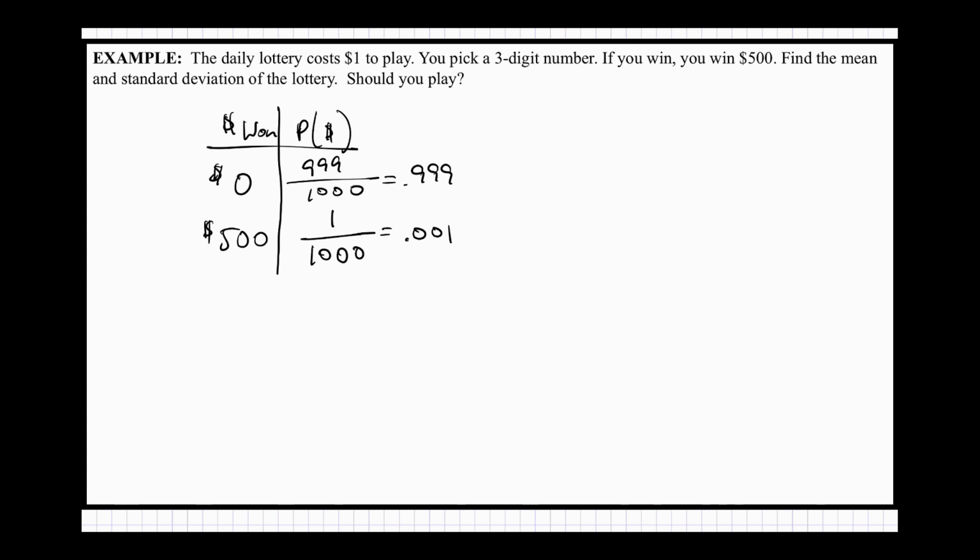Okay. So the chances of winning $0, so not winning, are 999 out of 1,000 because there are 1,000 different 3-digit numbers, right? From 000 to 999. And you only play once, so you pick one number, right? So you win $500 if you pick the right number. That's 1 out of 1,000, right? So we stopped there. We made the table.